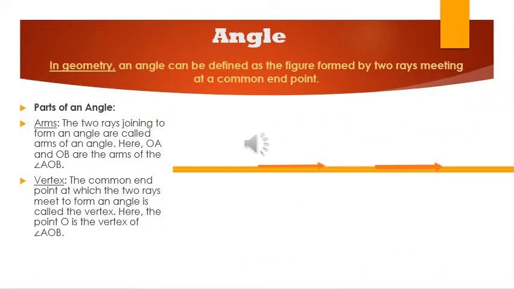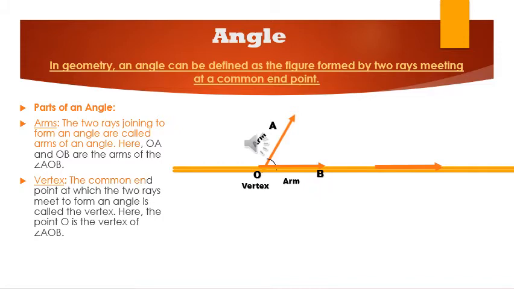Angle. In geometry, an angle can be defined as the figure formed by two rays meeting at a common endpoint. Parts of an angle. Parts of an angle are two types, arms and vertex. Arms: the two rays joining to form an angle are called arms of an angle.